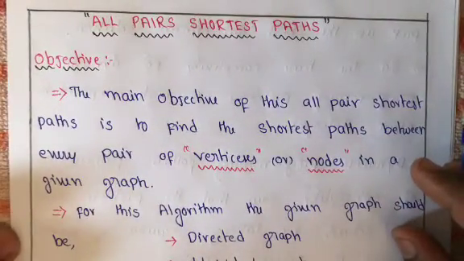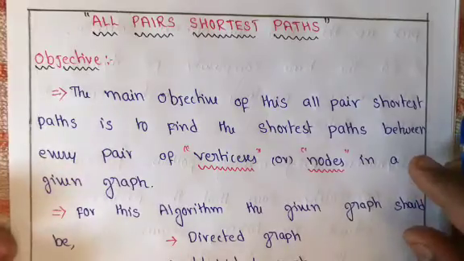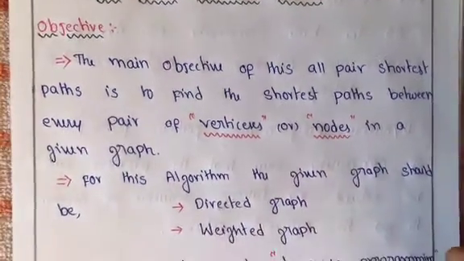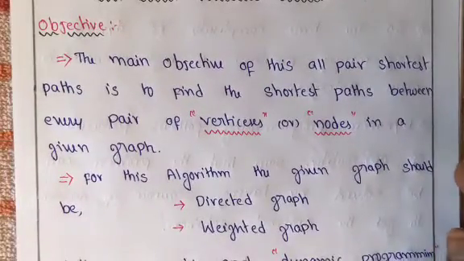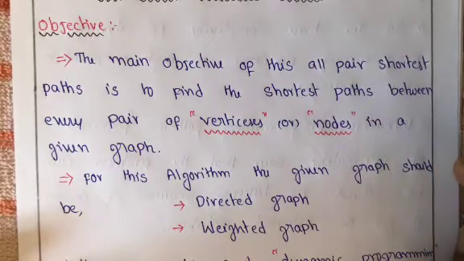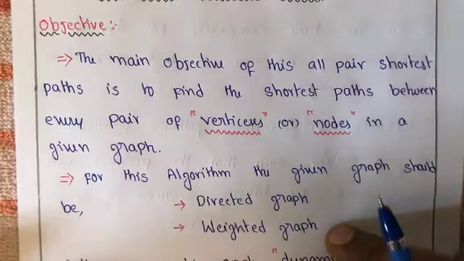Today I'm going to explain the topic all pair shortest paths, that is Floyd's algorithm. So the main objective of this all pair shortest path is to find the shortest path between each pair or every pair of vertices or nodes in a given graph. The given graph should be directed as well as weighted graph.